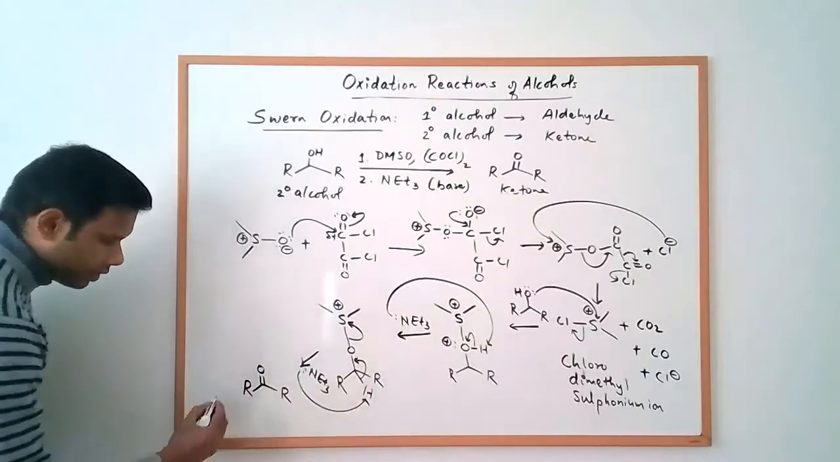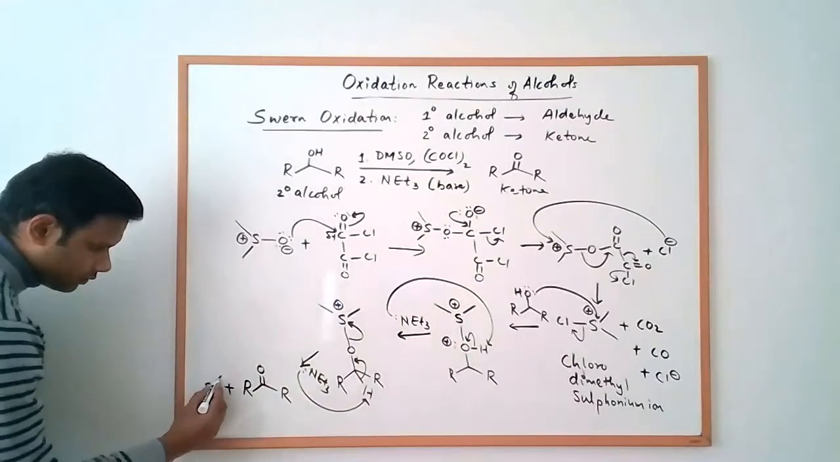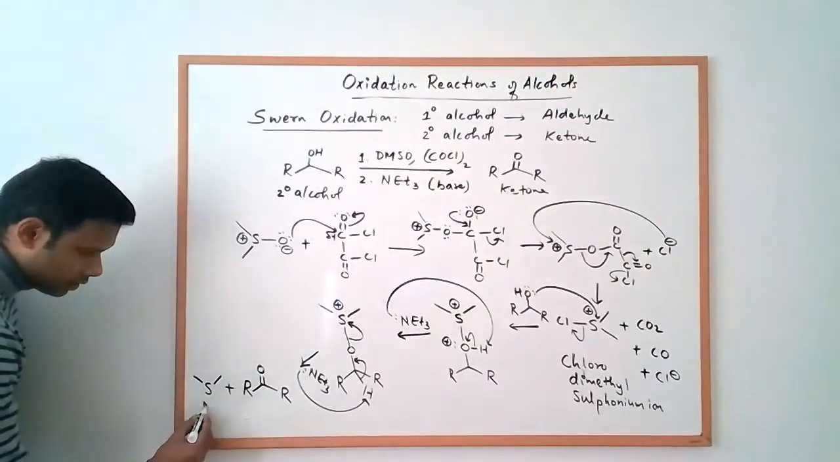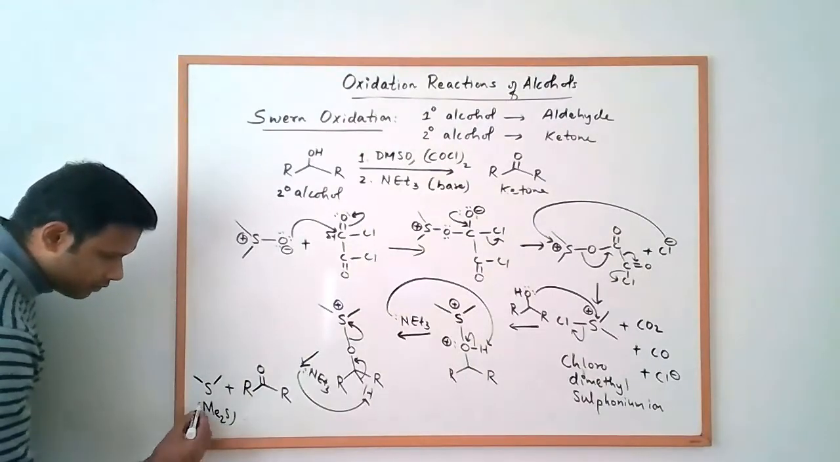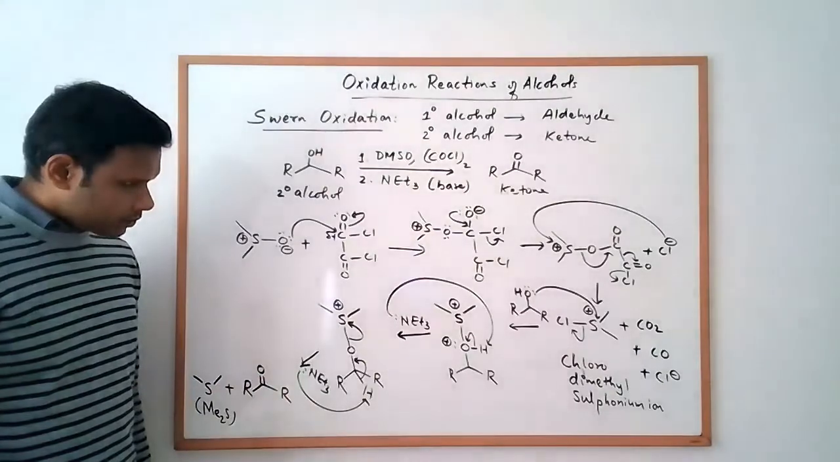Okay, we've got the carbon oxygen double bond now, plus it's going to give us the sulfur with the two methyls to it, which is our dimethyl sulfide. That's one of the byproducts that's formed in this reaction.